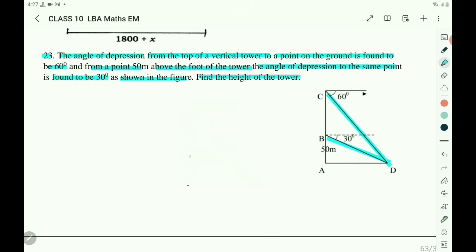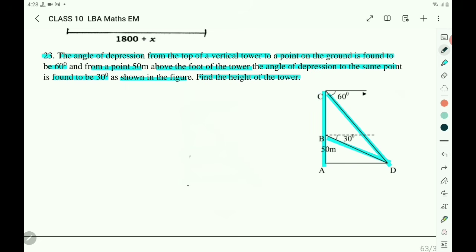AC is a vertical tower, and from the point B and from the point C. Here C is the top of the tower and B is a point 50 meter above the bottom. From the top, means from the point C, the point on the ground D is viewed. That is the angle of depression from the top of a vertical tower to a point. Here the point is D, that is viewed from the point C, which is the top of the tower.